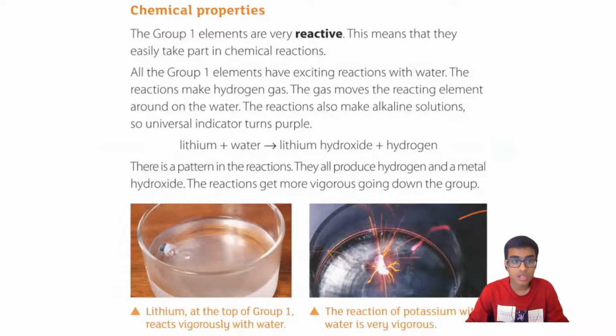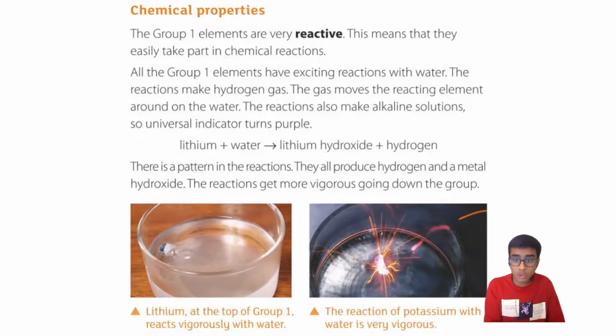from group 1 elements. So the gas moves the reacting element around on the water, and the reactions also make alkaline solutions. So the universal indicator turns purple. You can use this formula sort of thing over here. It's known as lithium plus water to lithium hydroxide and hydrogen. It can be very useful, and there is a pattern in this formula.